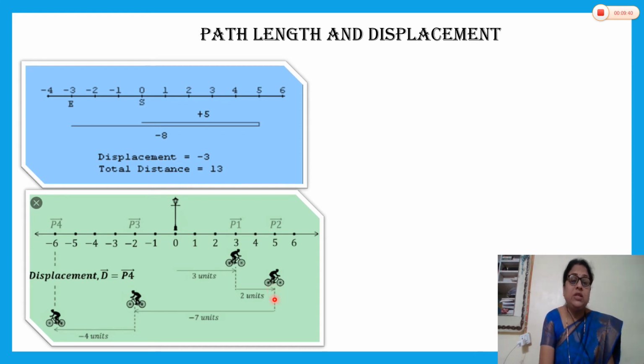But when we change the direction, here the object now turns towards the left. Again it covers the distance minus 7 unit and then covers the distance minus 4 unit. So what will be the total displacement and distance here? Here the displacement is from origin up to point P4, that is minus 6 unit, and the distance is 3 unit plus 2, 5, plus minus 7 means we have to add only 7. We have not considered the negative sign here, that is 5 plus 7, 12 plus 4, so the total distance covered by the vehicle is 16 unit.